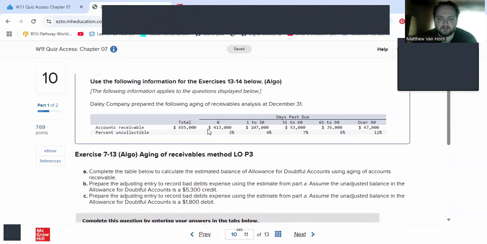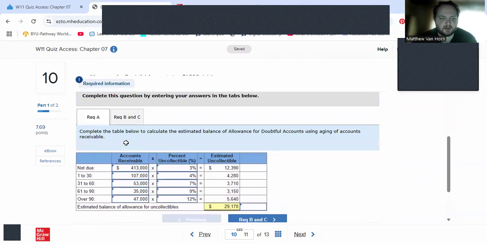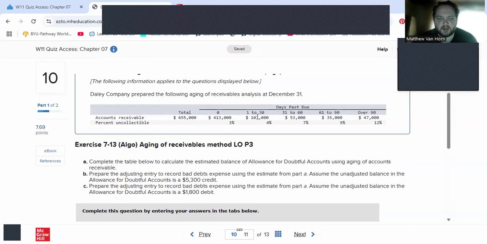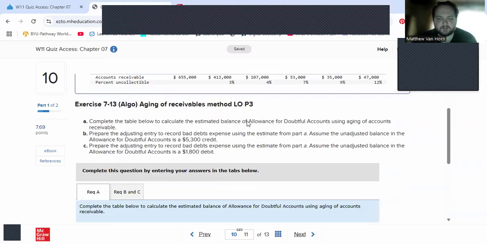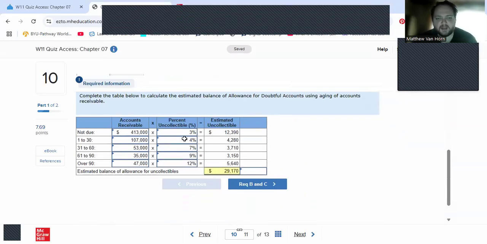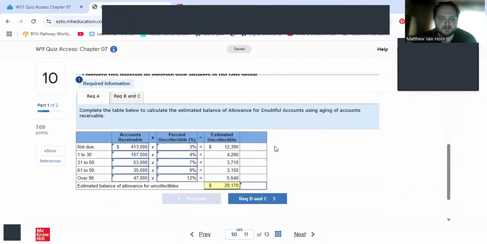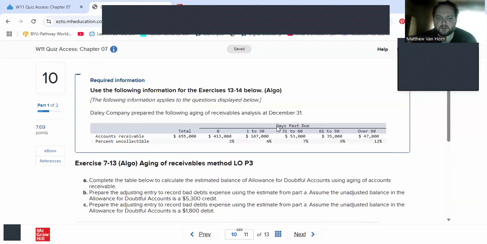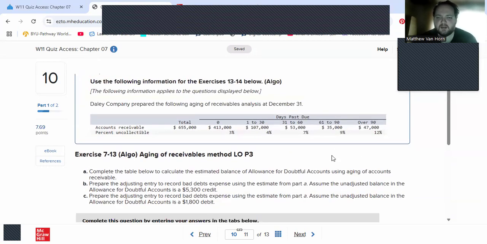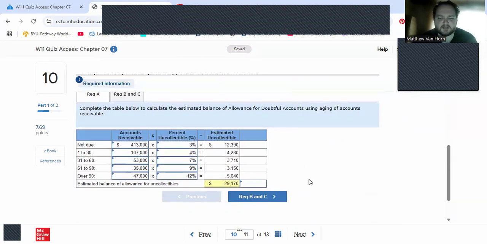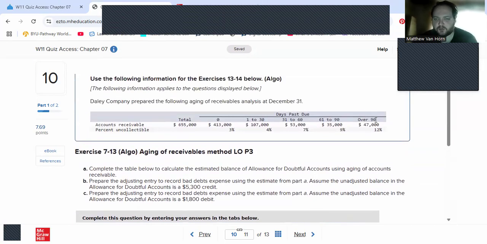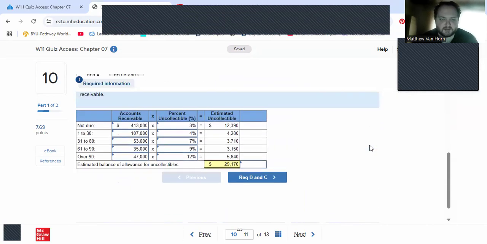And it's basically the same the way over on these ones down here. You just kind of go right. So 1 to 30, 107,000, 4%. Likewise, 31 to 60, 53,000, 7%, and so on and so forth. And then, of course, 61 to 90, 35,000, 9%. Over 90, 47,000, 12%.